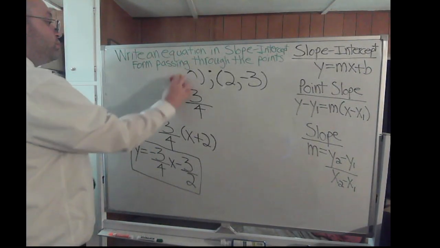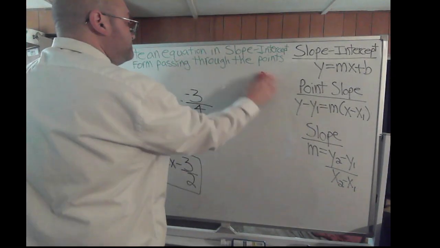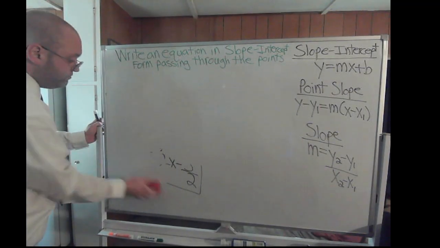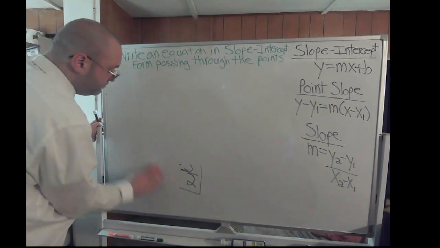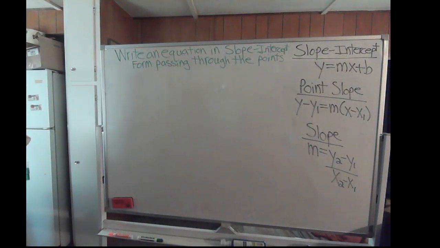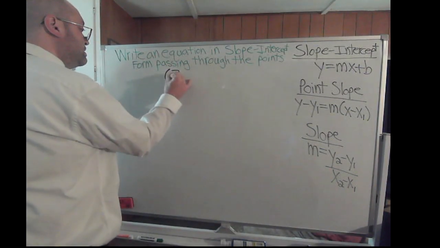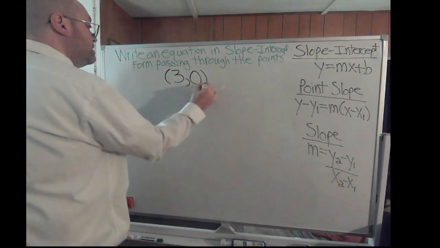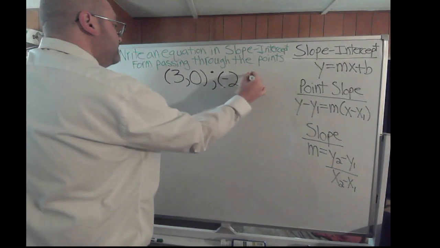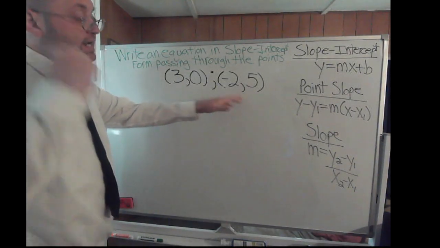And we got one more and we're done for the day. We got (3, 0) and (-2, 5). So the line passes through the points (3, 0) and (-2, 5).